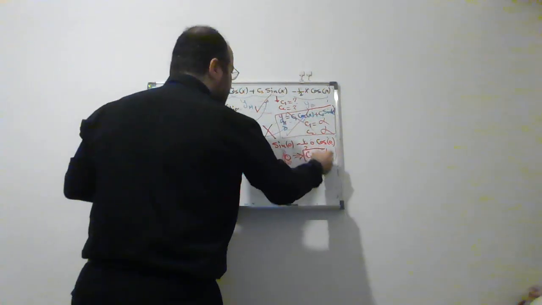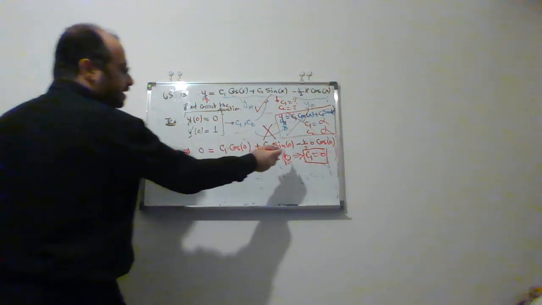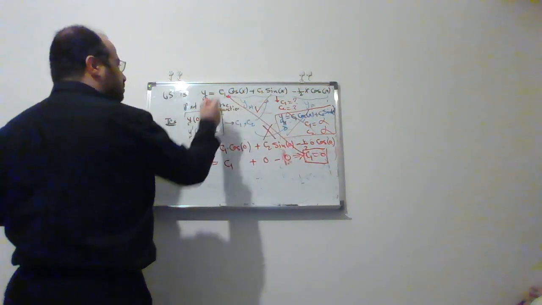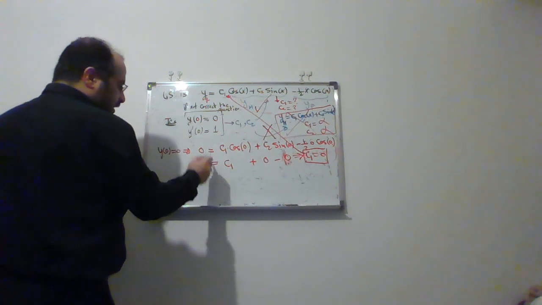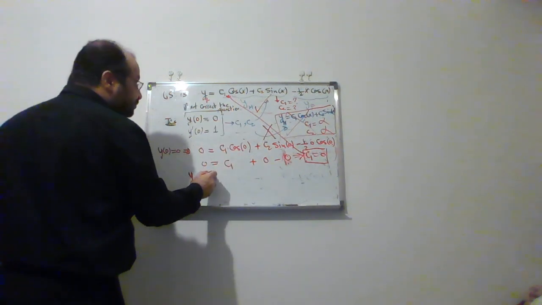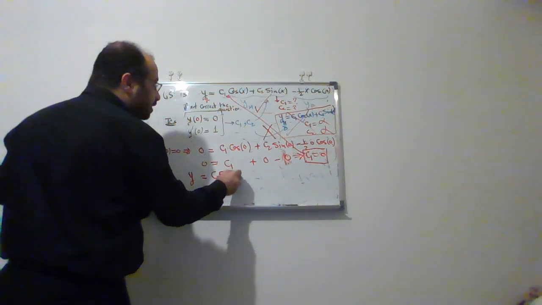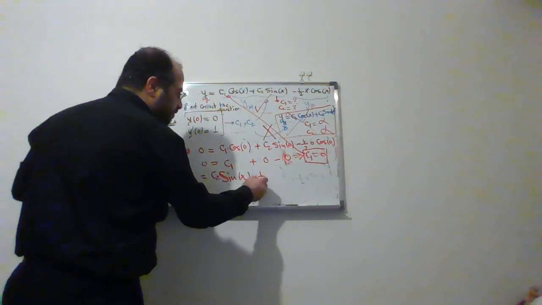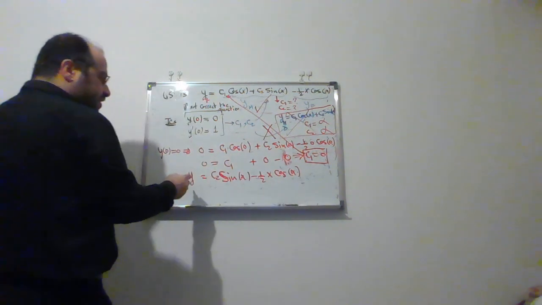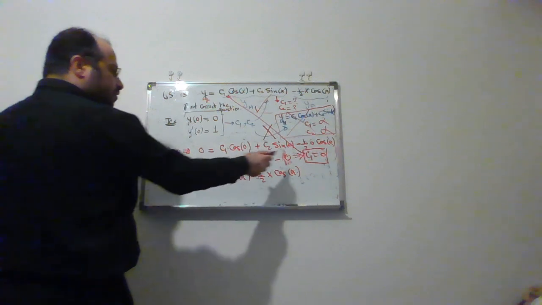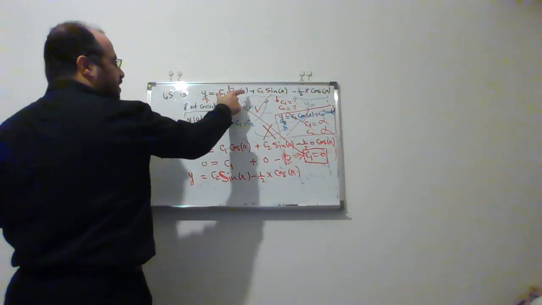So I'm getting C1 is 0. Let me write the solution after plugging that C1 = 0 here. I will put 0, and now the new y will be just C2 sine x minus half x cosine x. So I got C1, now I need C2. It's better to plug in C1 first so that when I differentiate, I don't have to differentiate that part.